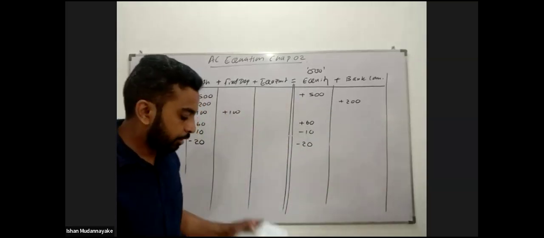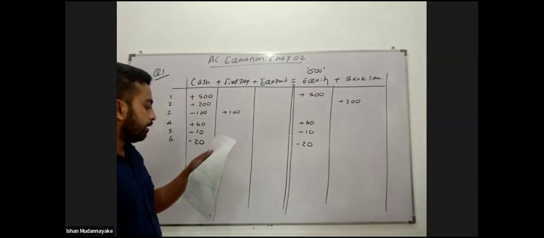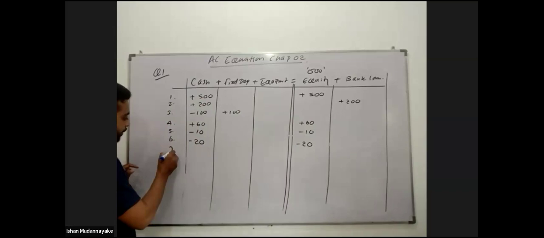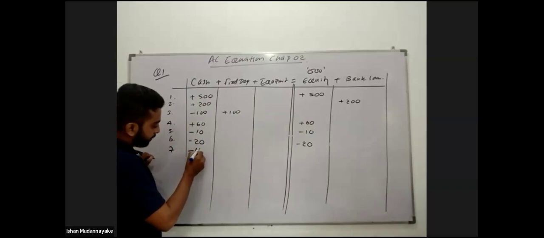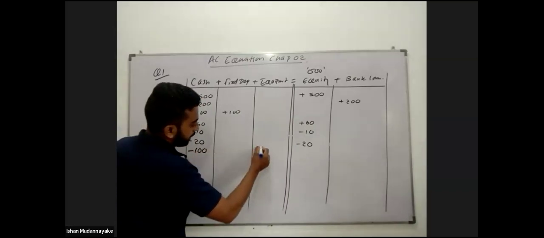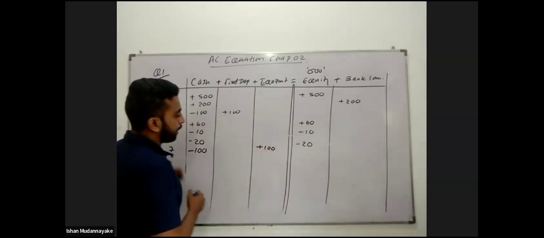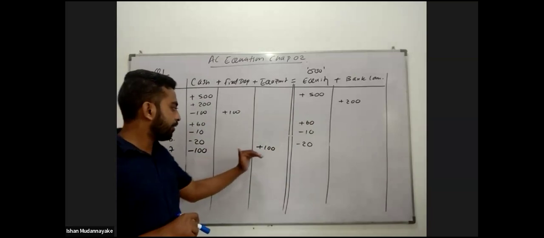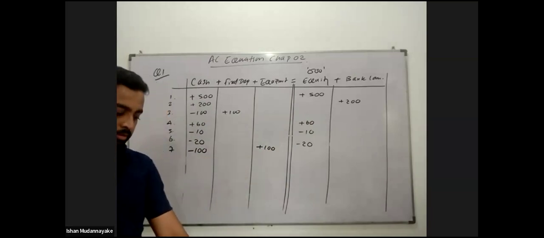Sixth one done. Look at the seventh one. Purchase equipment 100,000. Cash decreased by 100,000, equipment asset increased by 100,000. Dual impact. Cash decrease, equipment increase. Right.